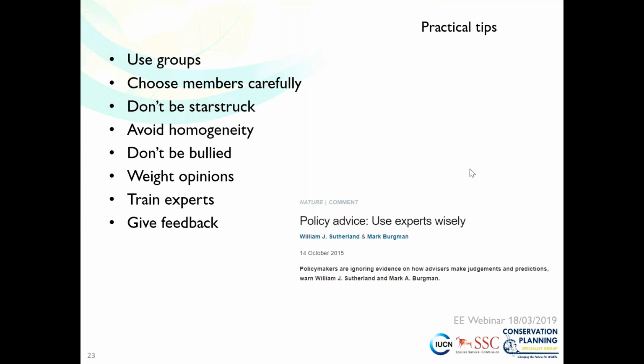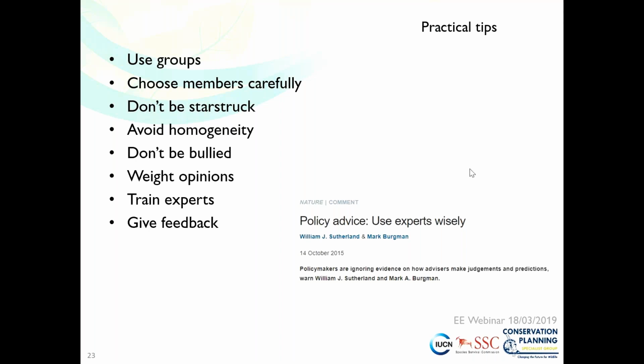Don't be bullied. This is a reference to the group dynamics that I mentioned before. Just because a person is assertive, looks very confident, or can even be aggressive in a group, don't think that's the case. And you can counter these with facilitation skills, like having small groups, or in the idea protocol that I will mention in a minute, go through individual elicitation before you throw questions out to a group. You can attribute weights to experts.